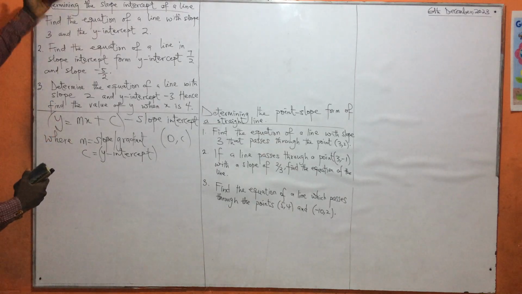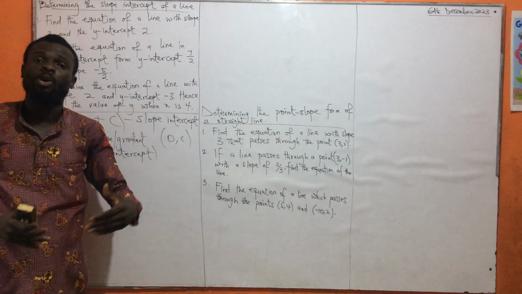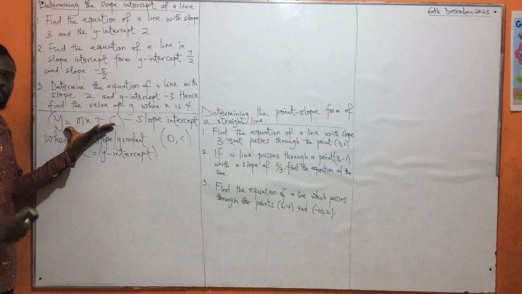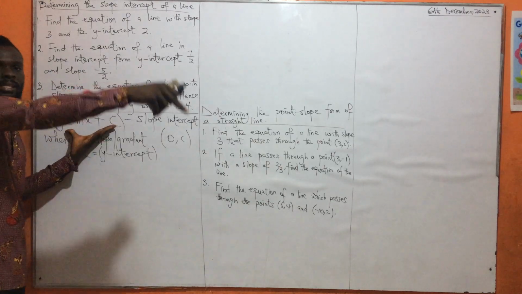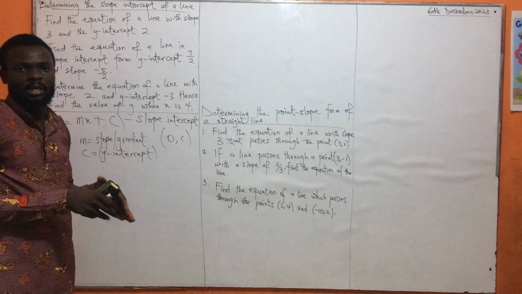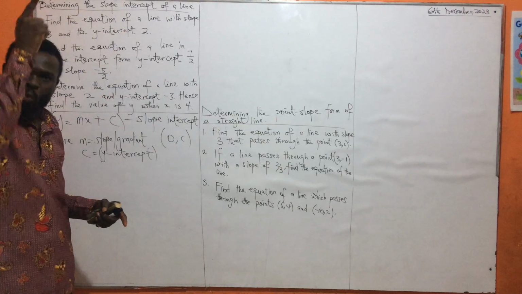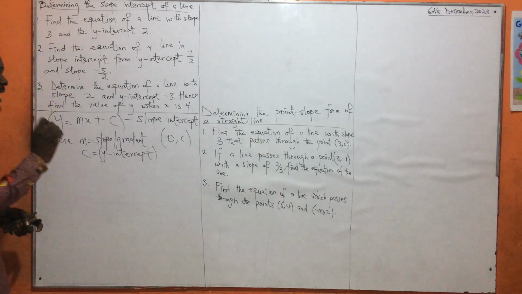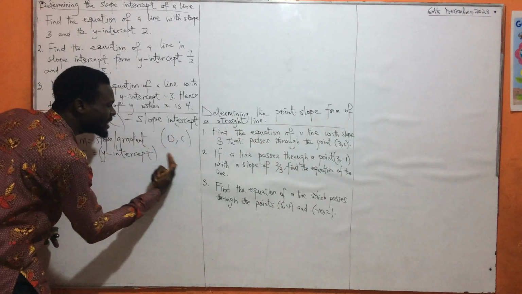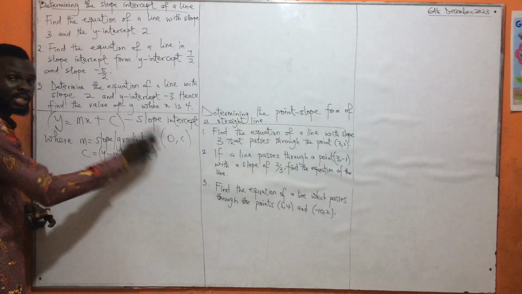It says determine the slope intercept of a line. The slope intercept of a straight line is given in the form y is equal to mx plus c. m is the slope and c is the y-intercept. The y-intercept simply means where the line cuts across the y-axis. So the point becomes 0, c, and c is the y-intercept.